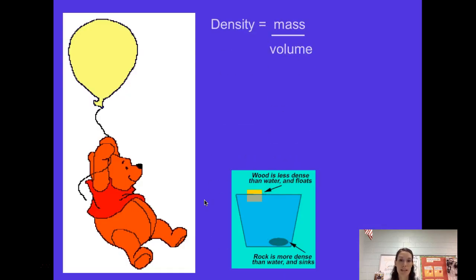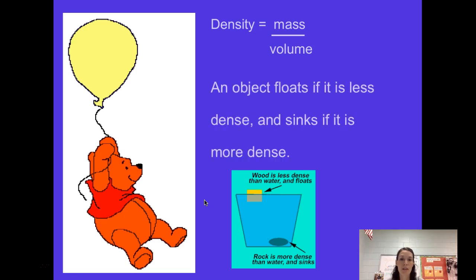We also have what's called density, and you've heard of density. We've talked about it already this year. Density is mass divided by volume, and if an object floats, it's going to be less dense than water. If it sinks, then it means that it's more dense than water. But we can also be talking about air. So for instance, Pooh Bear here, he has a balloon that's floating. So it's probably filled with helium. And the helium is less dense than the air around it, so the air outside the balloon. And so the balloon then floats.